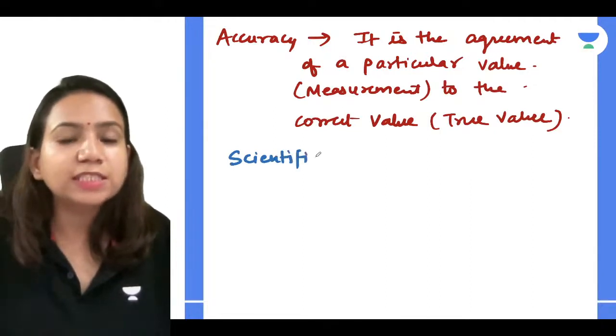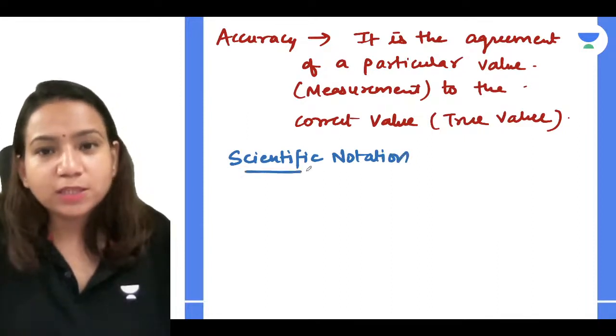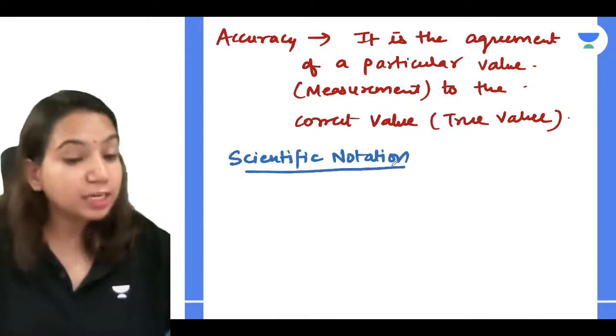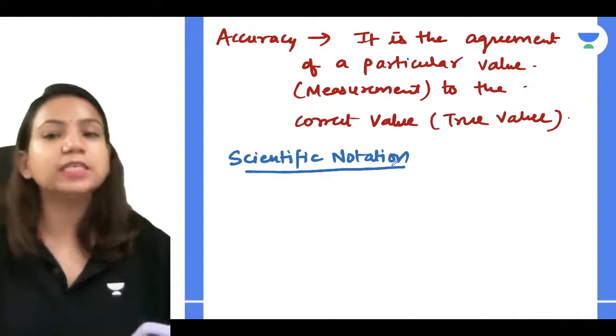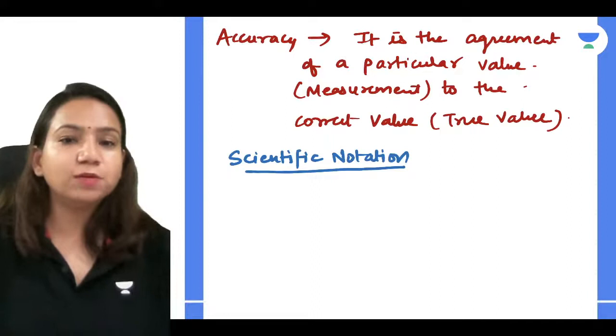So first let's understand what is the meaning of scientific notation. Let's understand that, and then we'll be talking about the significant figures. What are the rules for it? Quickly we'll be discussing that.